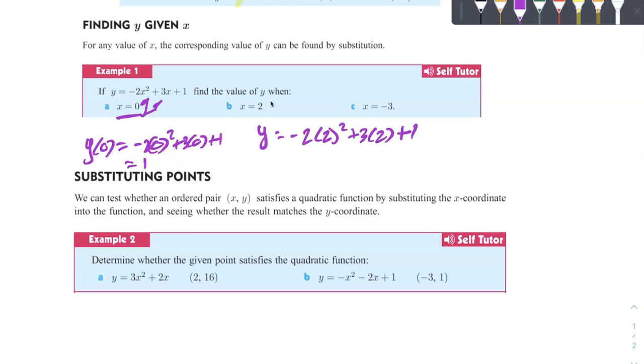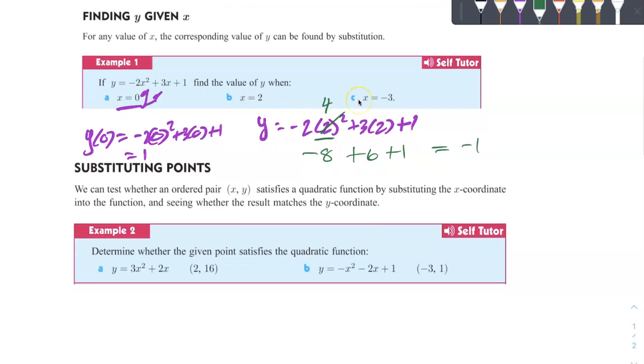I will say when you do this, watch out. A lot of people make a mistake here. It's not 4 squared. Follow the order of operations: do the power first. So this goes first, and I get 4. Then you times it by negative 2, so negative 8 plus 6 plus 1, and I get negative 1. That's the value there. I would do 3, but it's the same thing.